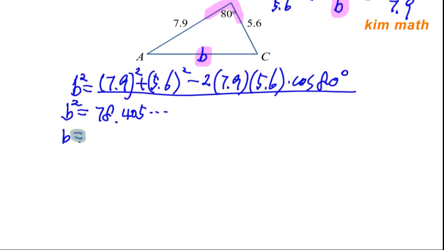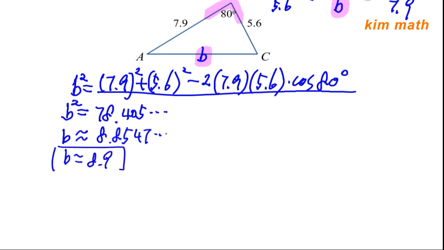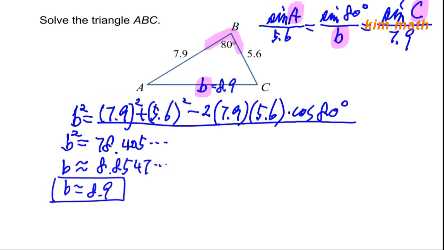Still, please use your calculator to find the b. This will not be exactly equal, about 8.8547... Now I will use 8.9. Okay. Now I have one value. This one is 8.9. Good. Now, what is our next mission?